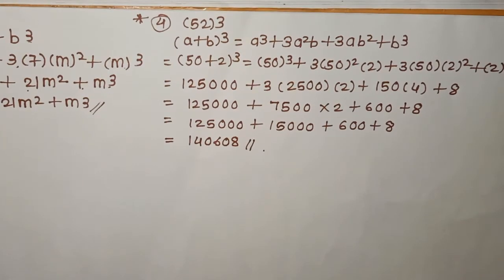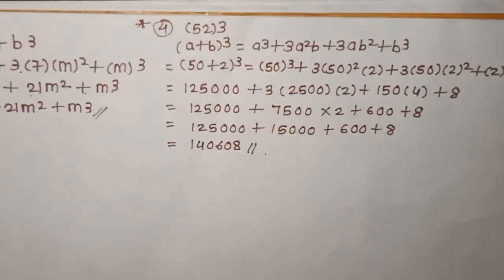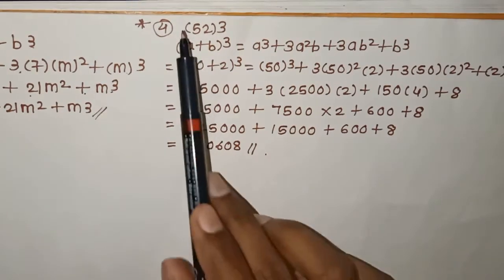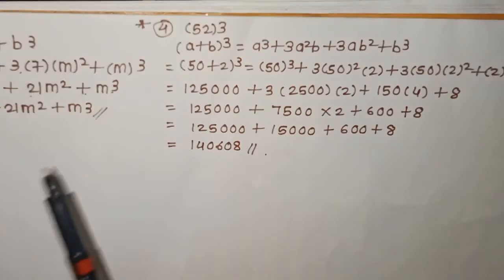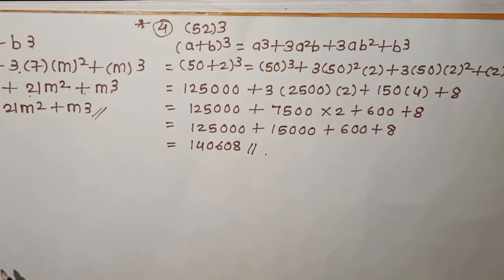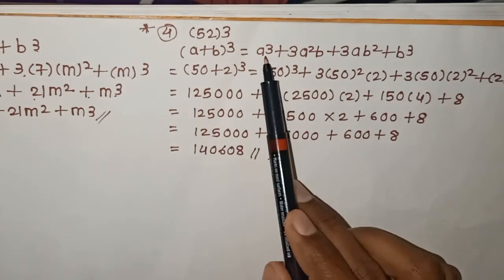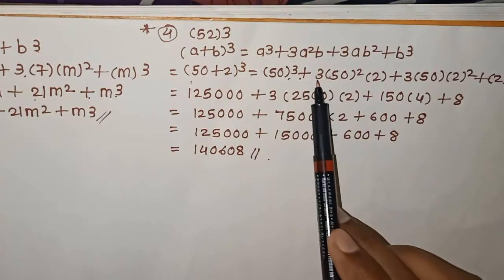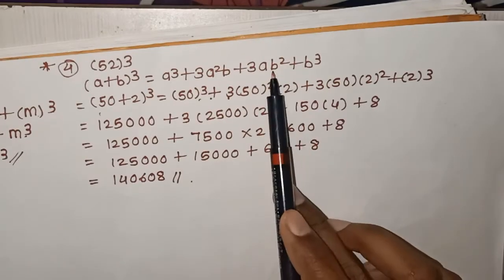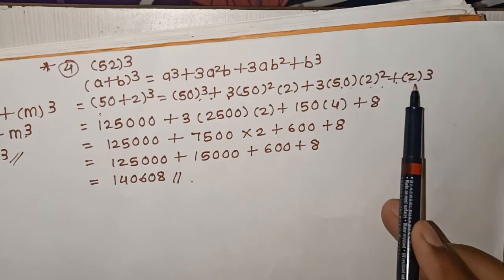Now we see the most important example in this exercise, that is 52 cube. In this example write down 52 as two terms, split 52 as 50 plus 2. Now our a is 50 and b is 2. Replace a by 50 and b by 2. Now a cube means 50 cube, plus 3 into 50 square into b, that is 2, plus 3 into a, that is 50, into 2 square, plus b cube, that is 2 cube.